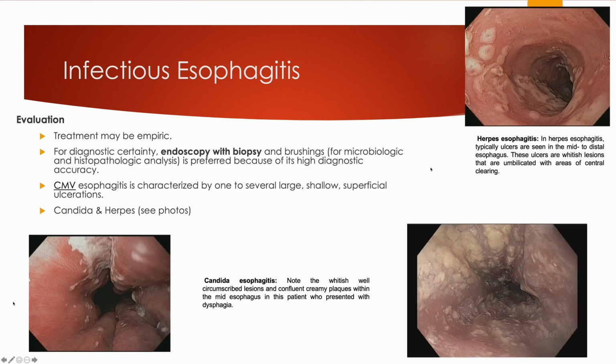How do we evaluate these patients? Well, treatment can be empiric. Let's say we have a patient with a little bit of odynophagia, and we look in their mouth and we see thrush. We can treat them empirically. We don't necessarily have to do an evaluation. Although if needed, especially in a patient that we don't know to be immunocompromised, we're going to want to do an endoscopy with biopsy and brushings for analysis.